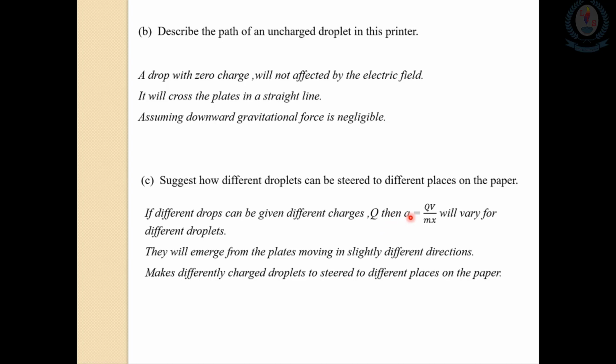How are different accelerations obtained? By varying the Q, or the charge, of the droplet. So we will get different displacements for the differently charged droplets. They will emerge from the plates moving in slightly different directions, or with different displacements. So we can steer the droplets to different places on the paper.